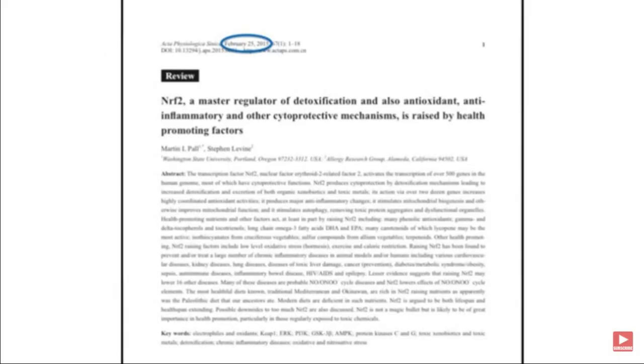and it's a fantastic article for anybody who really wants to dig deep into Nrf2, what it can do, what it's been proven to do in different studies. And I'm going to talk a little bit about some of the findings that were discussed in this article.